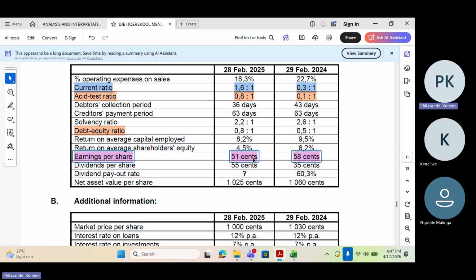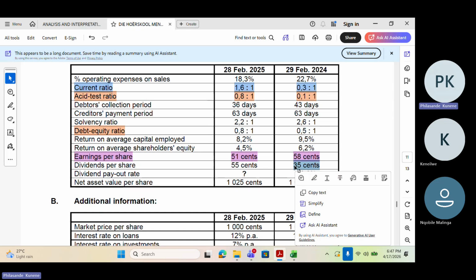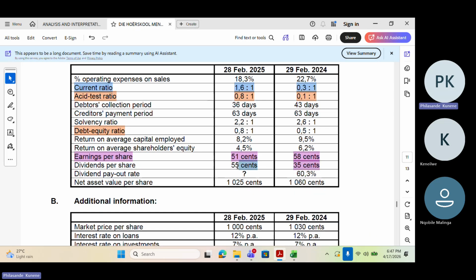So dividends per share was 35 cents in the previous year. Now it is 55 cents. You can see now the share has earned less, but they pay more dividends, right? There was an increase in dividends per share, of which shareholders will be happy, obviously.